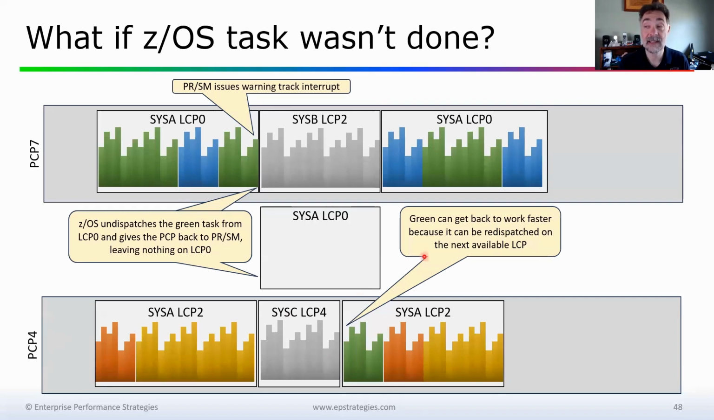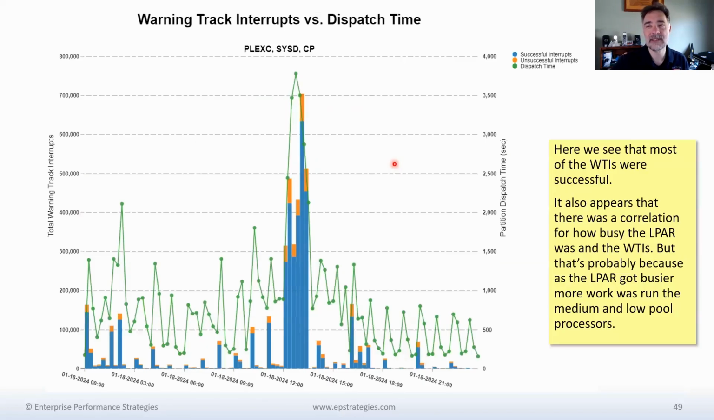But the general idea here is that green could get back to work faster than waiting for this processor to come back. And then again, when this one does come back, just like before, the blue task can still make use of this capacity, right? So in general, this is goodness and what we'd expect. Now, what do we actually see?